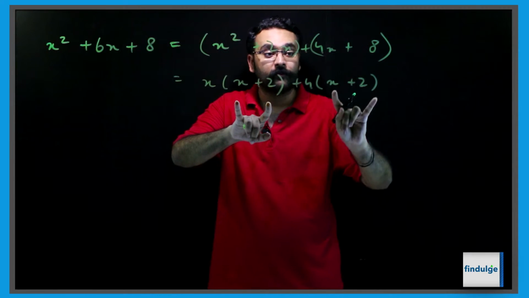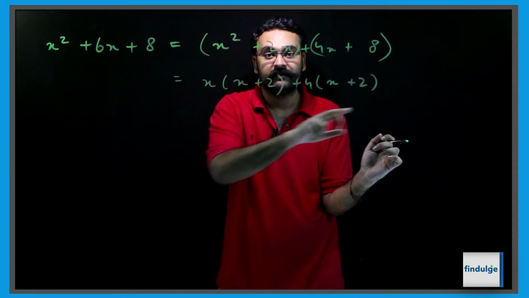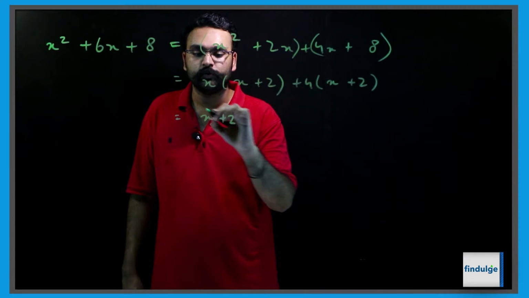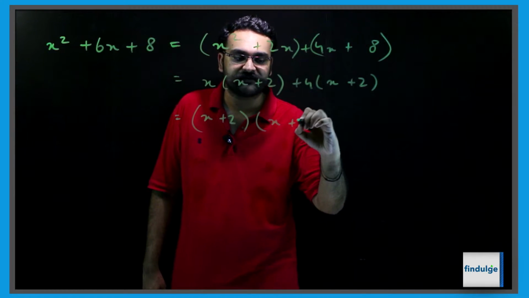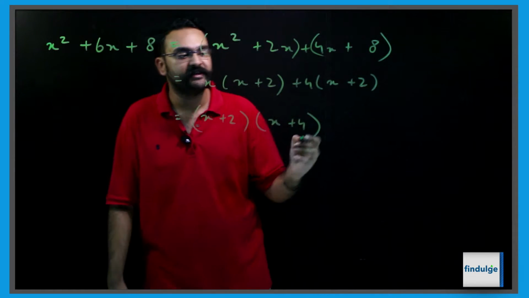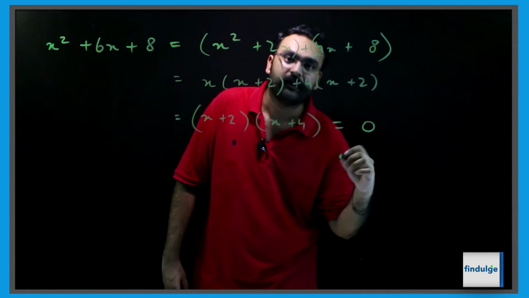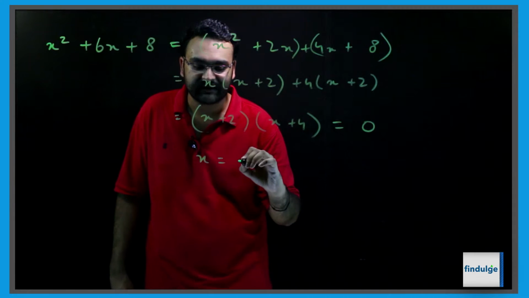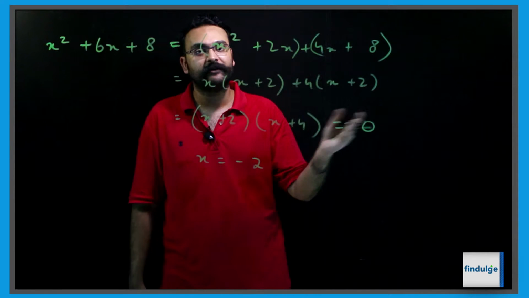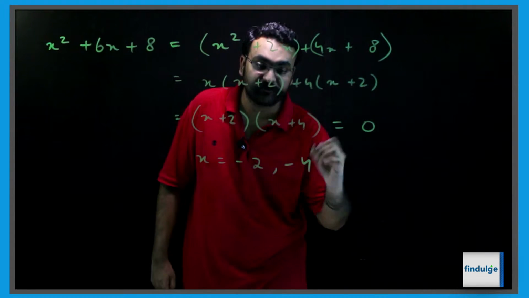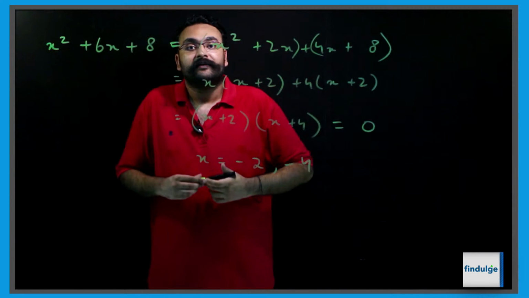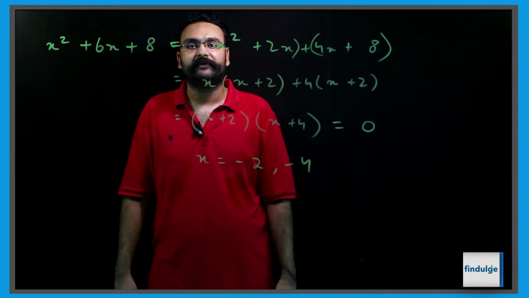Now clearly, from both of these expressions, I can take x plus 2 common. So I'll be left with x plus 2 into x plus 4, and this is your factorized form. Obviously, when I set this equal to 0, I'll end up getting that x is either negative 2 because minus 2 plus 2 is 0 into something which is 0, or x is negative 4 because minus 4 plus 4 is 0 into something which is 0. This is the splitting of the middle term method.